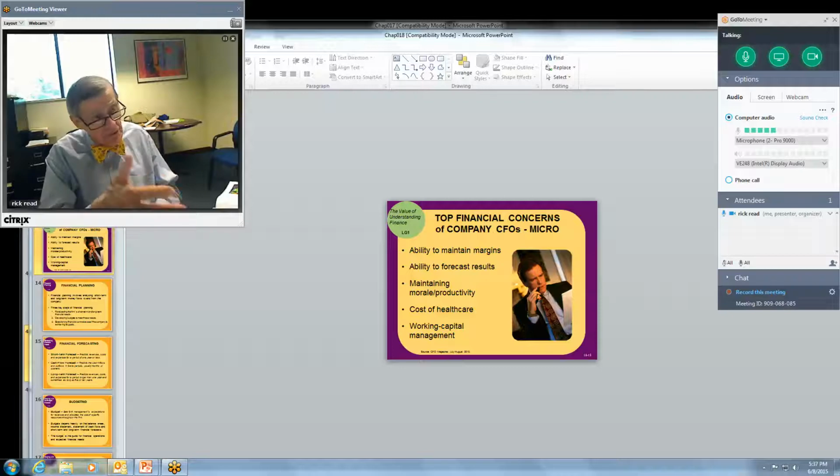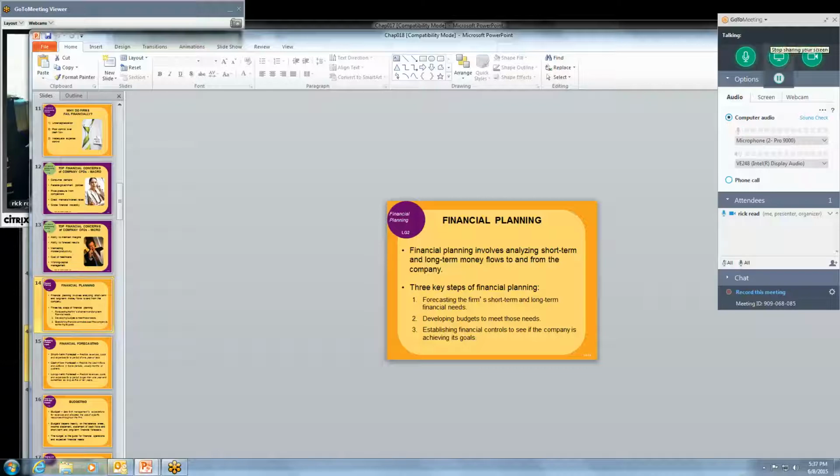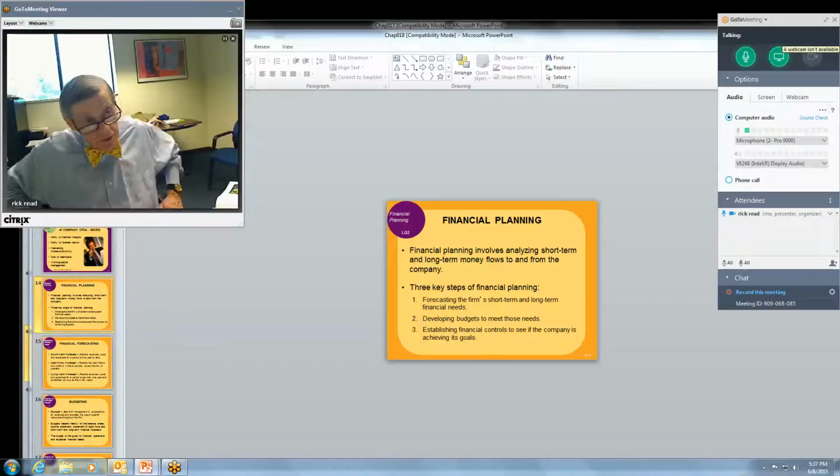So there are some things, their ability to maintain forecasts. That's always something that has to be a concern, and then making sure there's enough money. Financial planning. Notice here what it talks about.